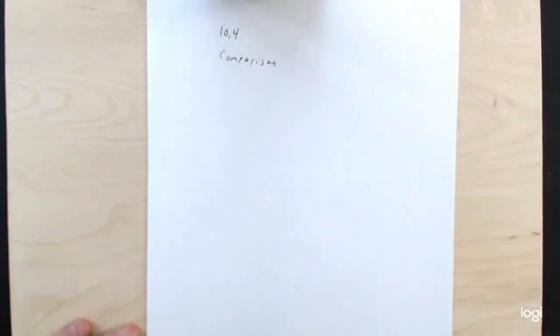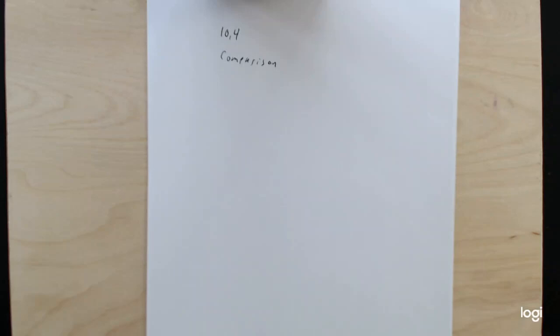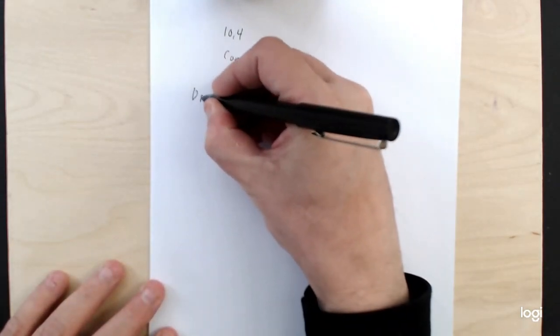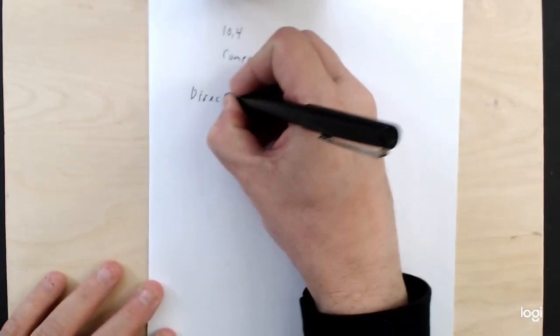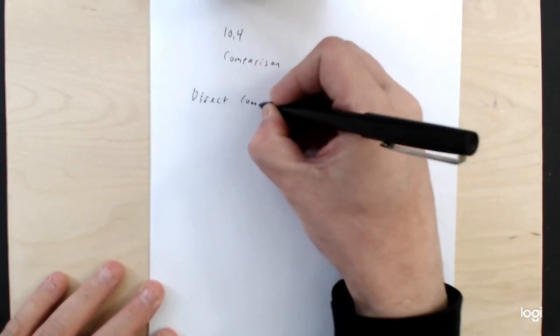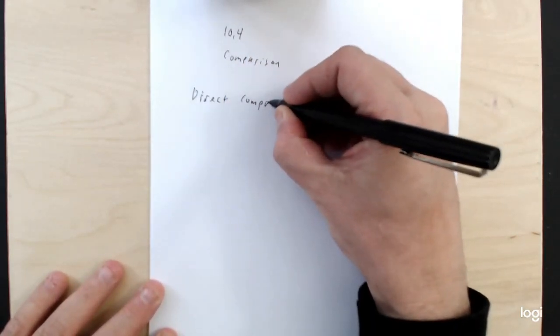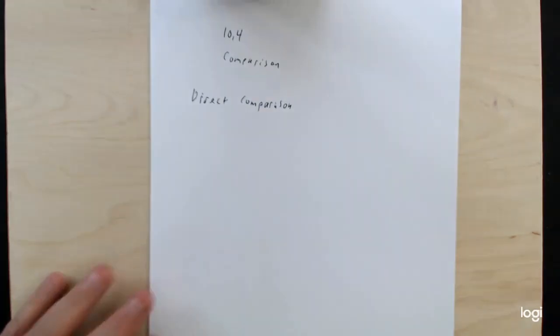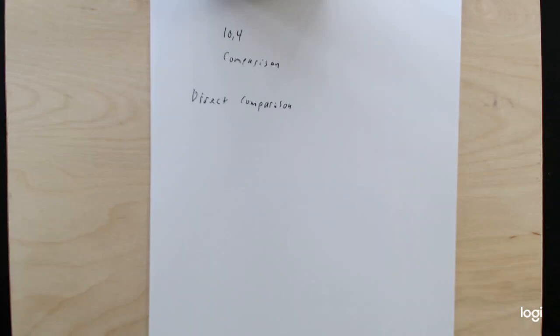Now, there are two types of comparison tests. So in this video, we're just going to talk about the first one, and then we'll make a second video for the second one. The first type is what's called a direct comparison. Its advantage is that it makes sense. It's very intuitive. The disadvantage is that sometimes getting the inequalities to work out can be a little bit tricky. So here's the basic gist of it.